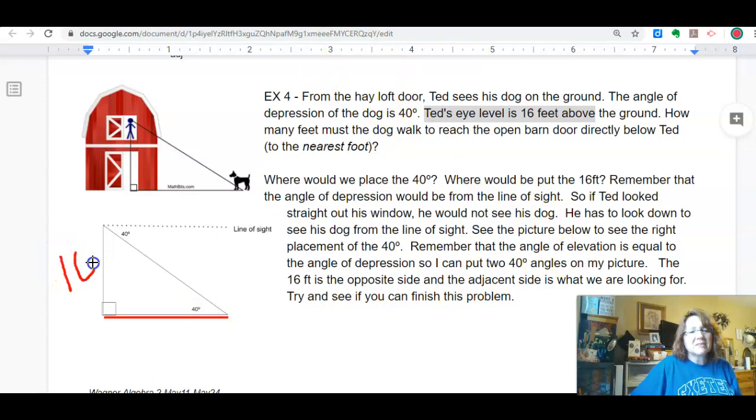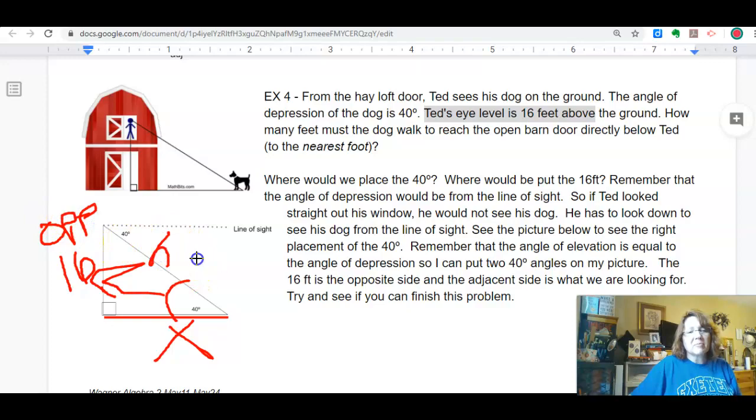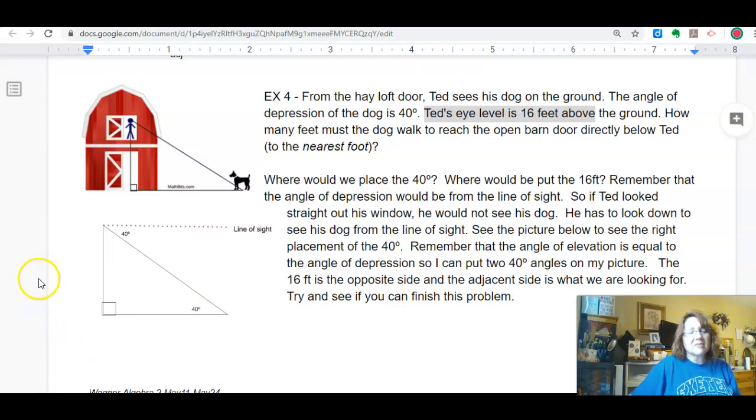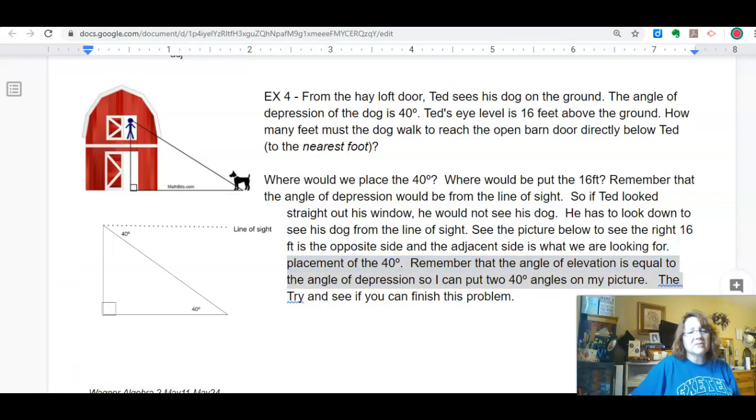I got my 16, and this is what I'm looking for. Right here is my x. So I've got my arrow key, and that was a really bad arrow, but that's my opposite right here. Here's my hypotenuse, my big side, and this is my adjacent. That's really bad. I'm just going to erase all that. All right, so this is my 16, and this is my x.